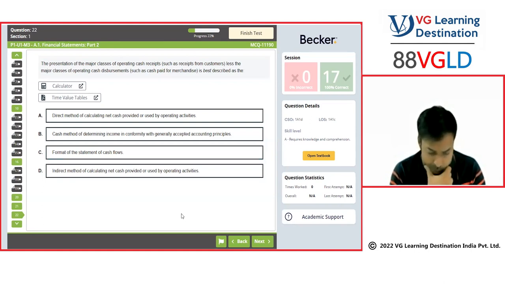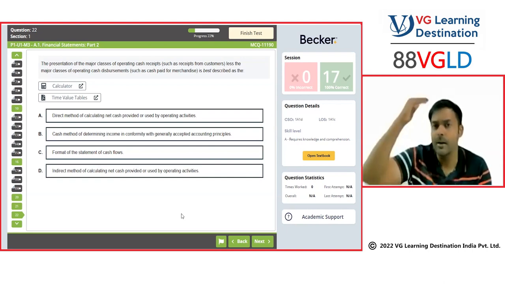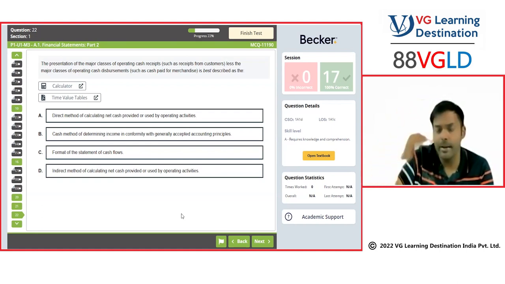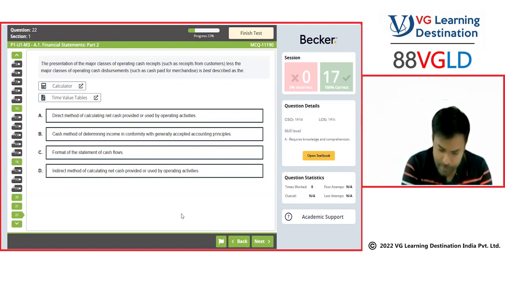We have not 100% done this question, but maybe try this if you're aware of this. D. Manish, is that the D? How do we calculate the indirect method? We start with the PAT, then we add the depreciation, then we do the plus minus of the gains in that case, right?